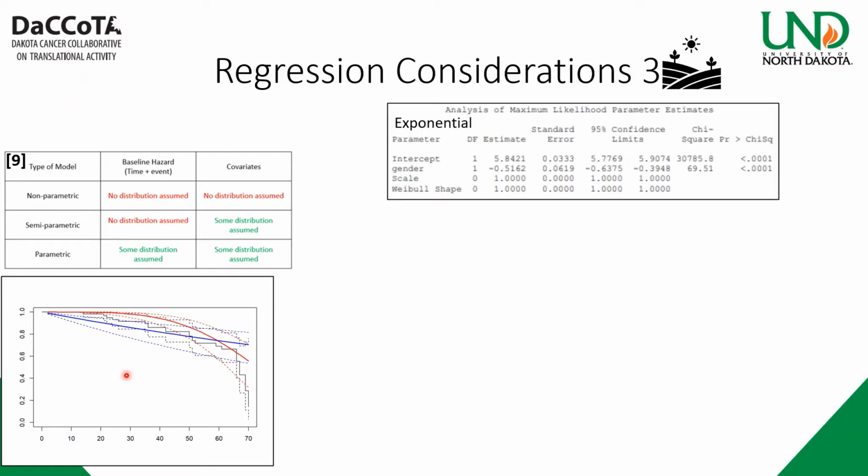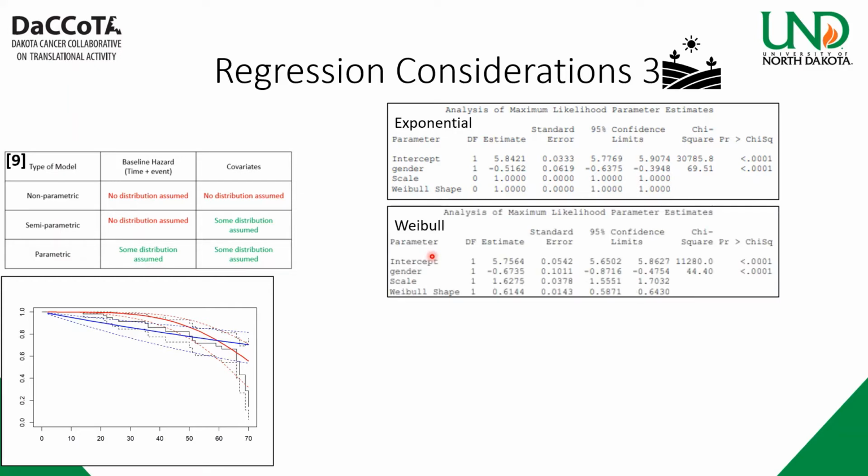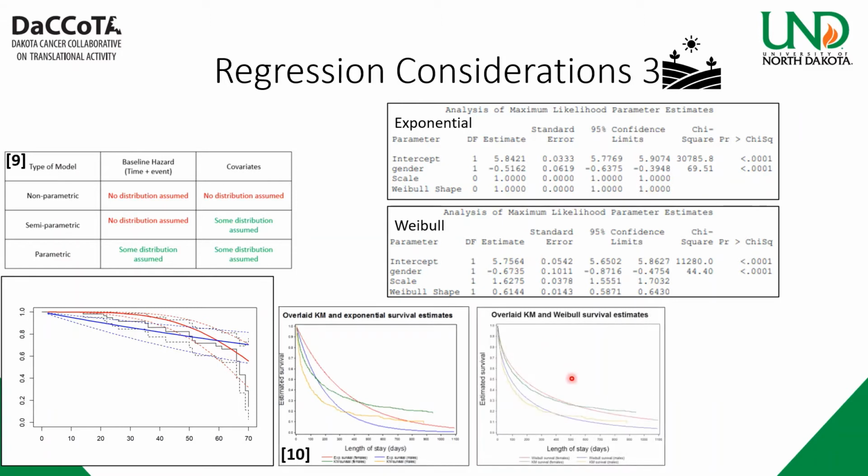And here are some examples, again, of looking at these parametric models versus just the non-parametric. So this is exponential, and Weibull. These are output in R, and this is what graphs they produce, comparing them to the Kaplan-Meier. So for both the exponential and Weibull, with these chi-squared tests here, it shows that gender is significantly different.